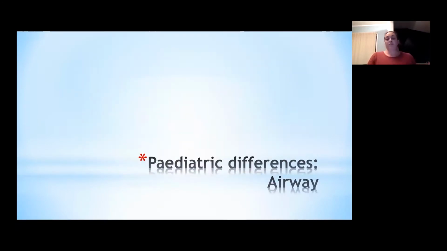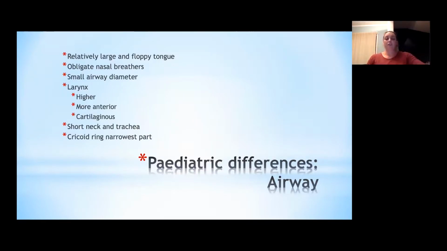So in terms of differences in the airway, they have a relatively large and floppy tongue. It gets in the way a lot, so you need to be careful in terms of tubing. They're obligate nasal breathers until they're about 6 months old. So when they get snotty, the first thing to block is their nose, and then they will try and breathe through their mouth. When they're feeding, they can't do that anymore, so often their feeding will drop off. They've got quite a small airway diameter, and it makes foreign body occlusion more likely. And also when they've got edema when they're unwell, about a 1 millimetre level of edema can have quite a great effect on the airway.